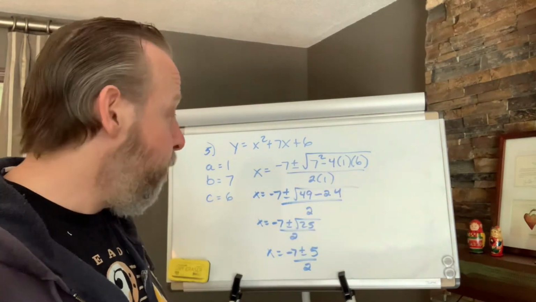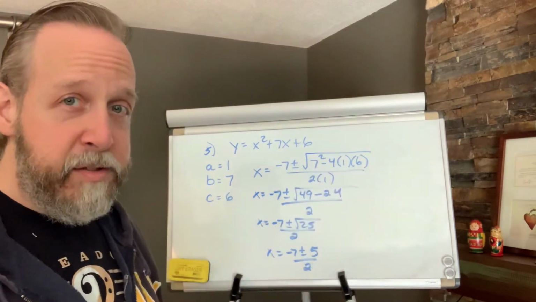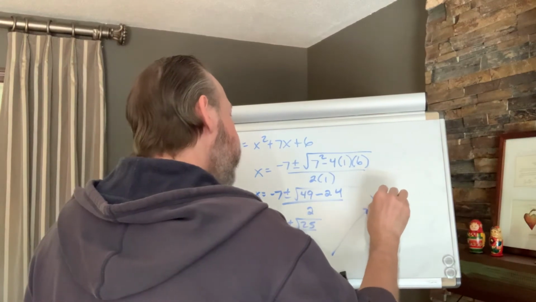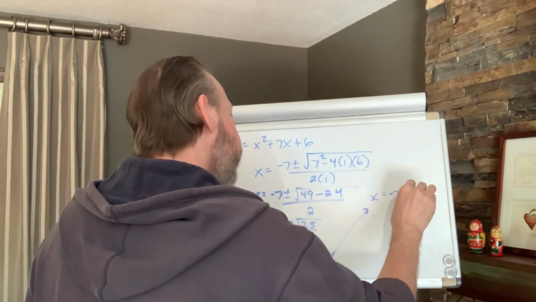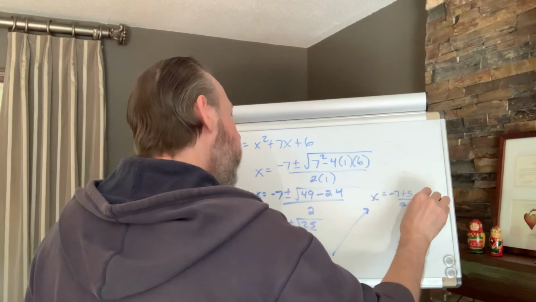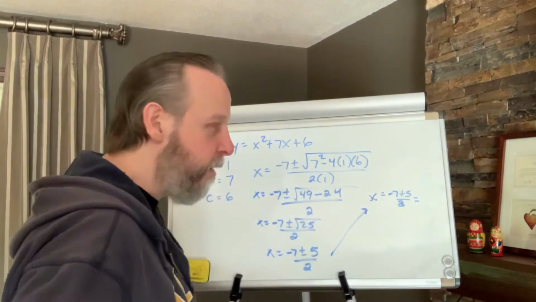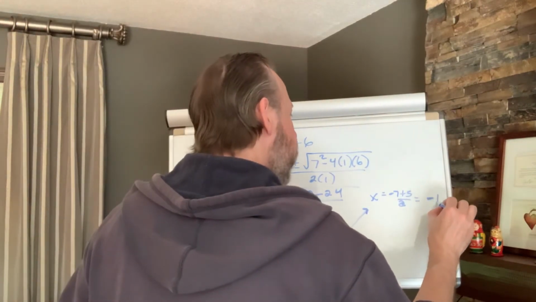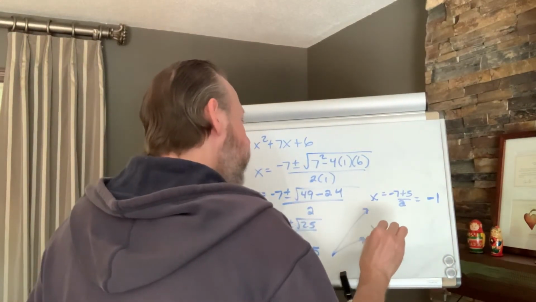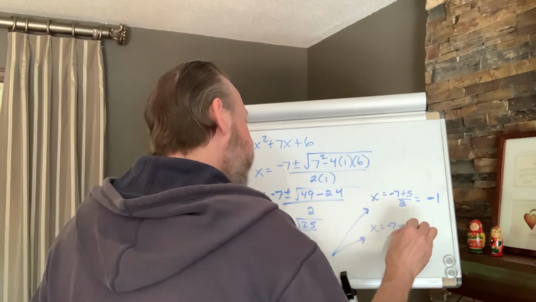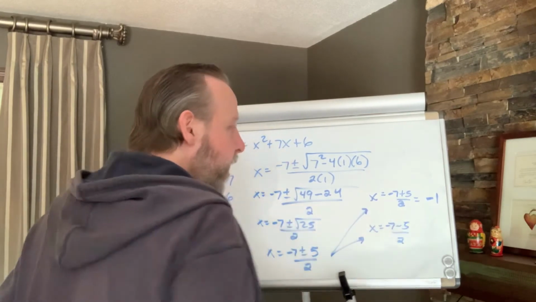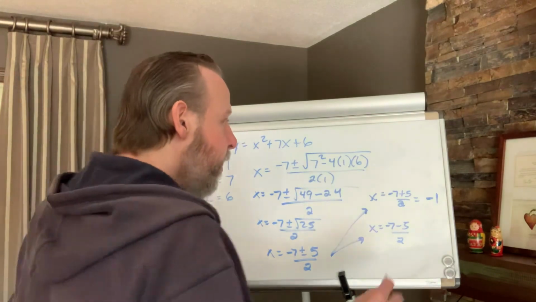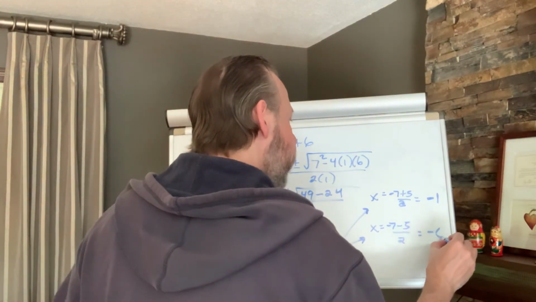And now we have it down to our branching step, because x is equal to negative 7 plus 5 over 2. Well, negative 7 plus 5 is negative 2. And when I divide it by 2, I get negative 1. X could also have been negative 7 minus 5 over 2. Negative 7 minus 5 more is negative 12. And when I divide that by 2, I get negative 6.